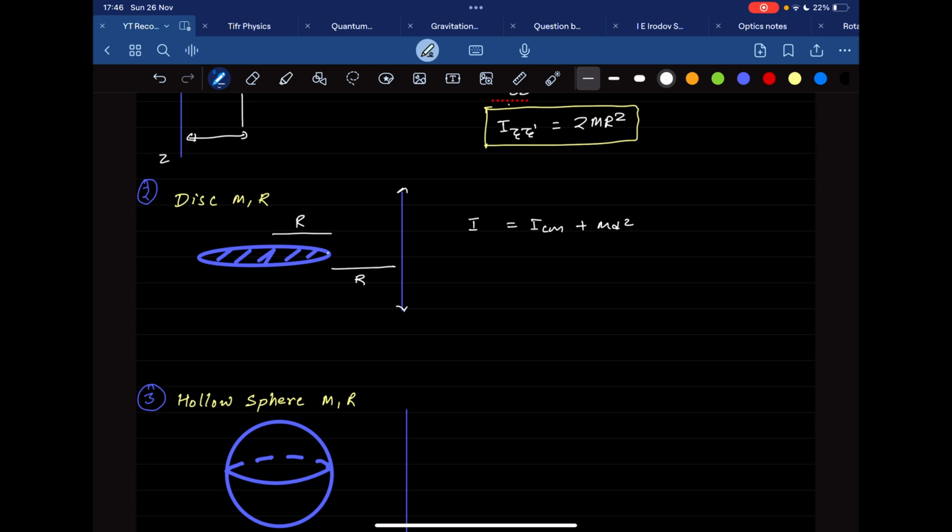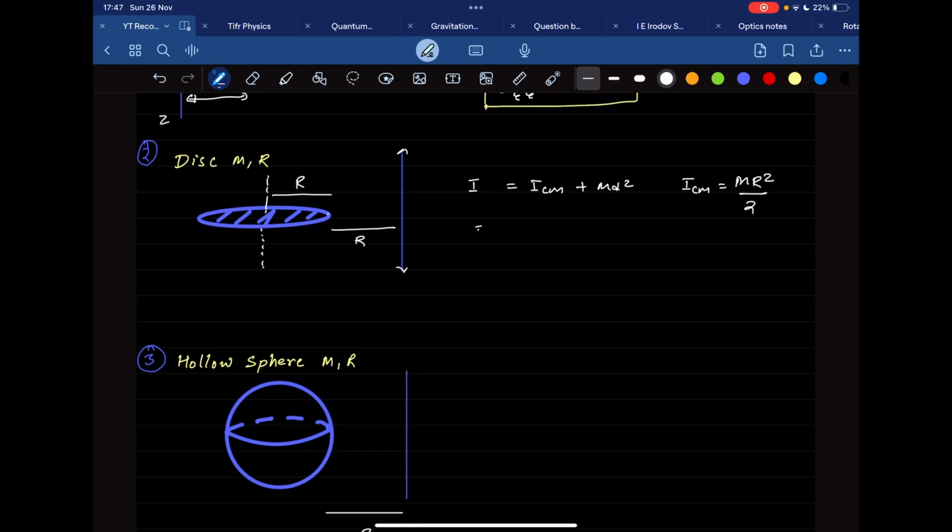Because by using the perpendicular axis theorem, we would get the moment of inertia about an axis which is inside the plane, but we need to calculate it about an axis which is perpendicular to the plane. So that's why we are not using that. Now I is I_CM plus MD square, and we know for this disk I_CM is mr square divided by 2. We have done the derivation, so if you do not know, you can look in the previous lectures. I have attached the playlist, so you can go through that.